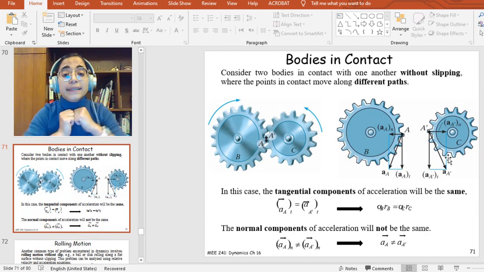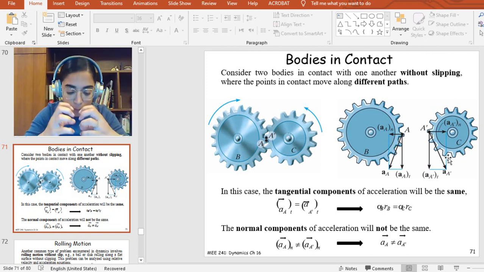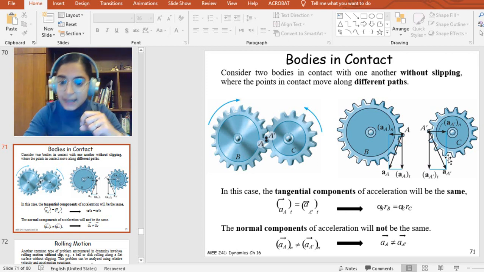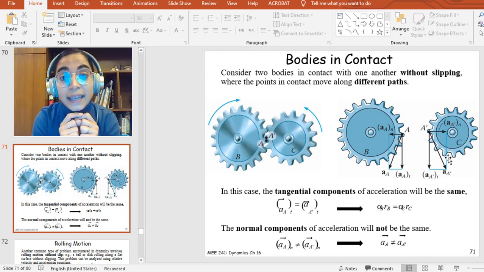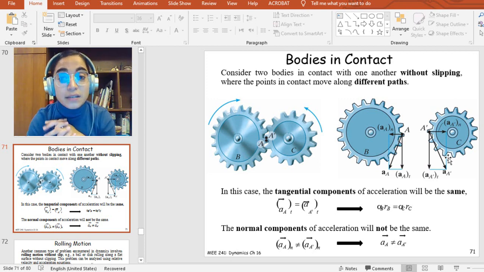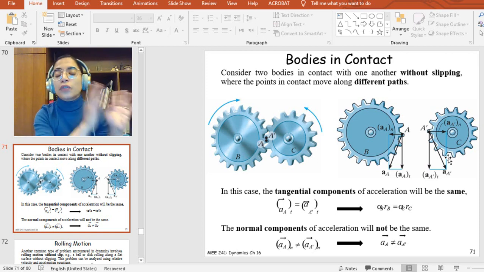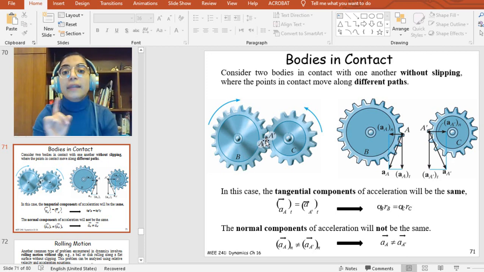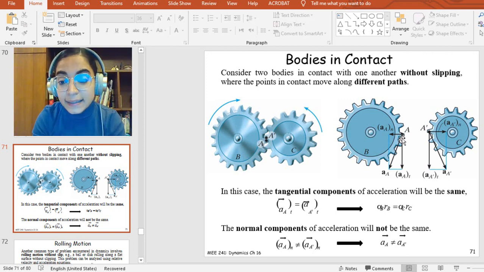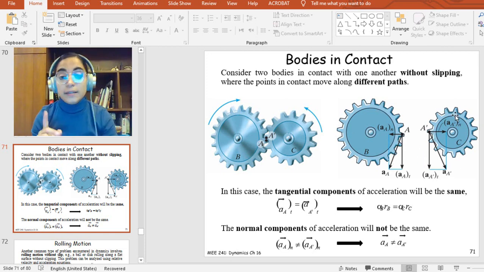Now, if I have two bodies in contact, what you have to know here is that if these two bodies are in contact, then the velocity at A will be the same for these two bodies. The velocity in magnitude will be the same, and this means, guys, that the tangential acceleration, which stands for the change of velocity, will be the same. So since the velocity here is the same, then the tangential acceleration will be the same. All right, so I can say that a tangential at this gear is equal to a tangential at this gear.